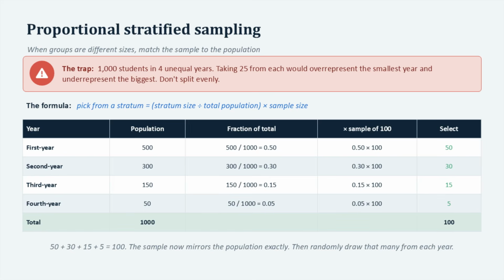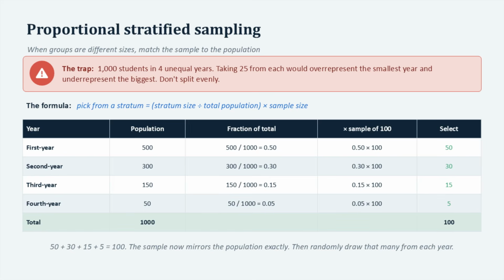The fourth-year students make up only 50 out of 1,000 students. That's just 5% of the population. But if we take 25 fourth-year students in a sample of 100, they suddenly make up 25% of our sample. That's a huge overrepresentation. And at the same time, the first-year students make up half of the population, but they would represent only 1/4 of the sample. So here's the rule. Don't split the sample evenly when the groups themselves are not evenly sized.